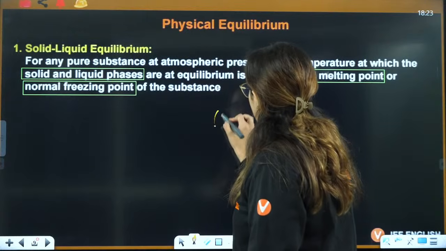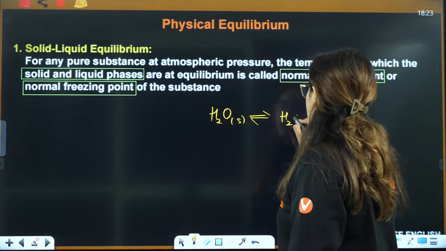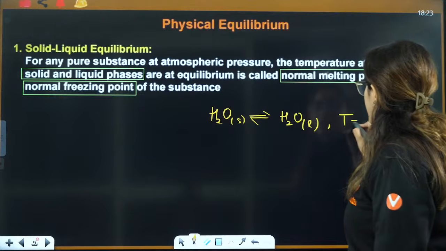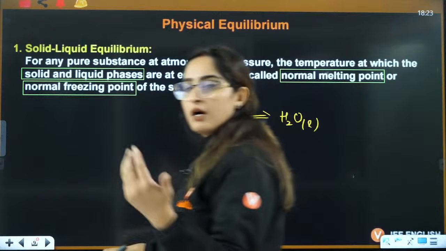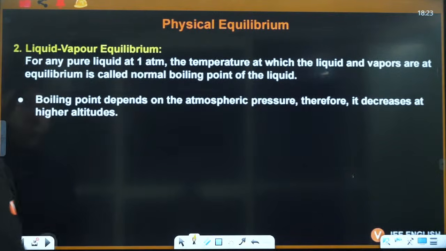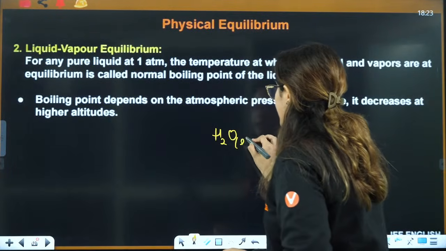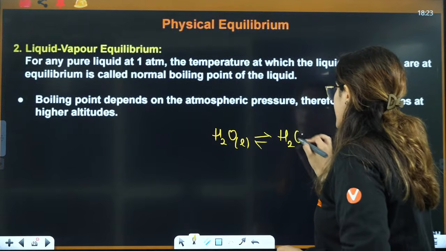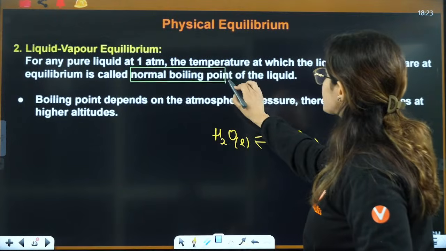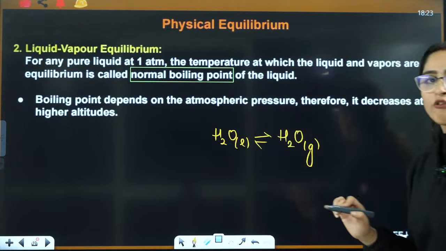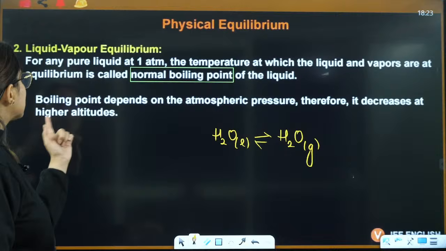For example, water as solid and water as liquid, and the temperature at which they are at equilibrium is called the normal melting or normal freezing point. Then liquid-vapor: when the liquid and the vapor state are at equilibrium, the temperature at which they are at equilibrium is called the normal boiling point. Boiling point depends upon the atmospheric pressure, therefore it decreases at higher altitude.